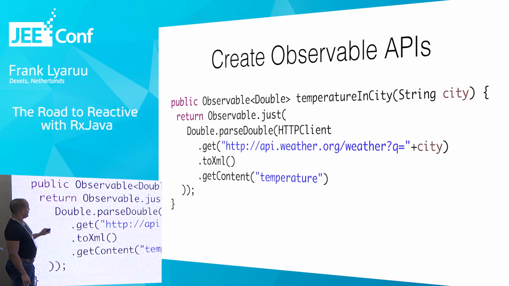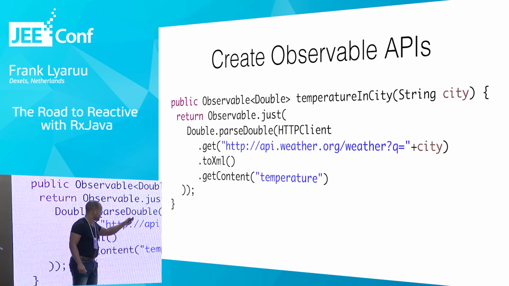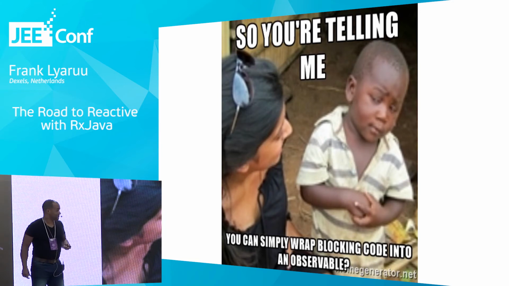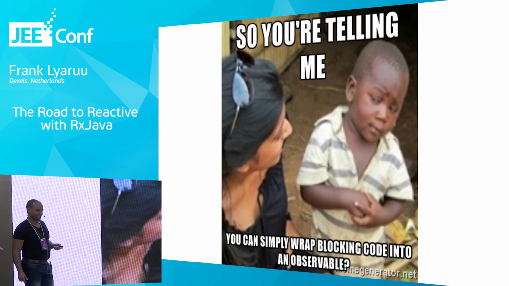Now, this code is all completely the same as it was before, but I'm making a pipe with just one item. I'm doing exactly the same thing, but I wrap it in a pipe. So now my API says that it returns an observable. So does that mean that you can simply wrap code into an observable and then it's non-blocking?